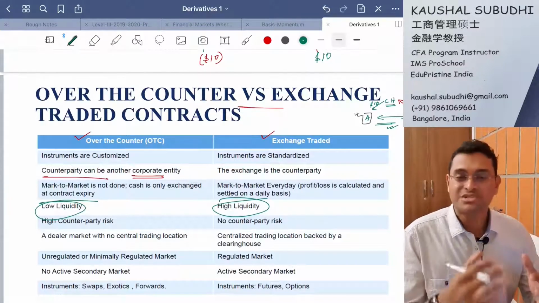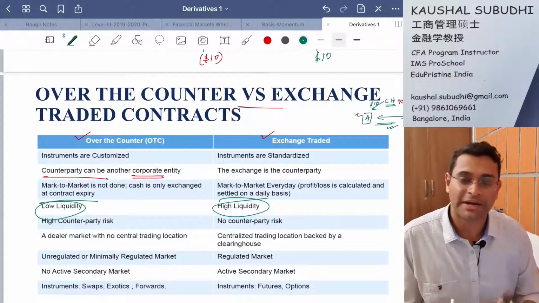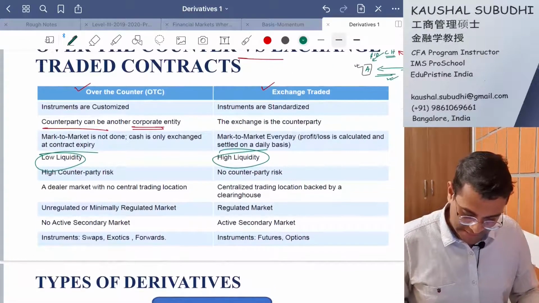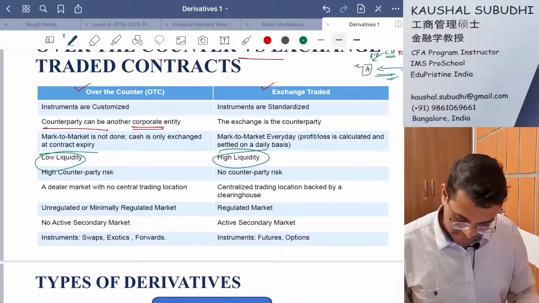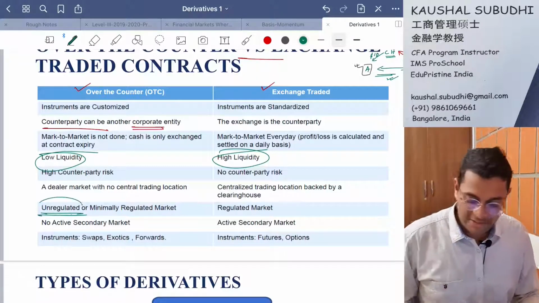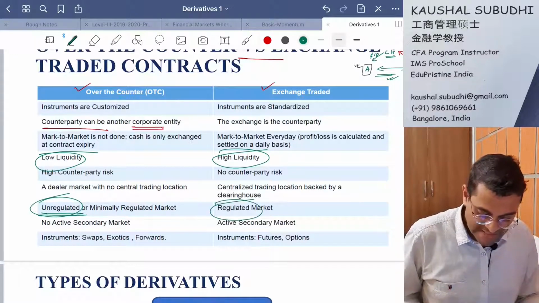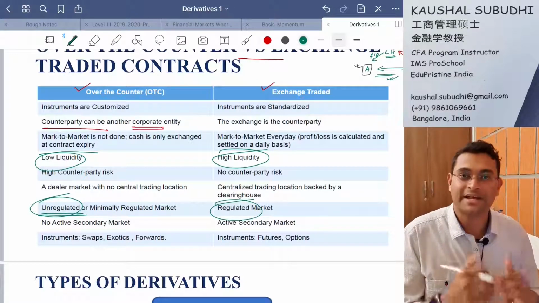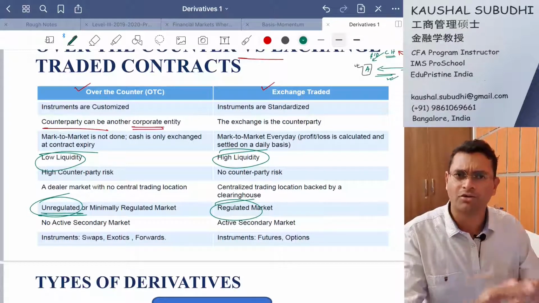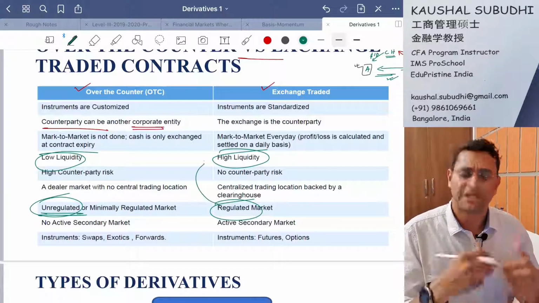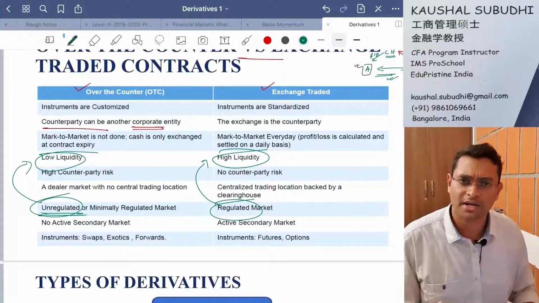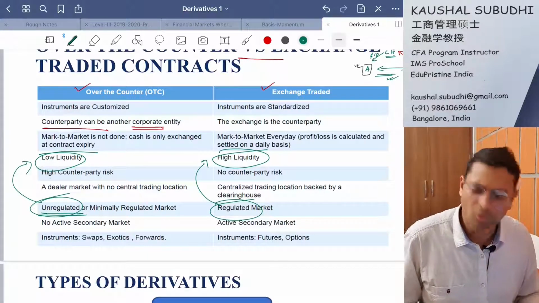Why? Because it is not very easy for everyone to come and trade in the OTC markets. It is not regulated. Again, the most important thing here is that the OTC markets are not regulated, whereas the exchange traded markets are regulated. So when markets are regulated, you get a smooth flow of the capital flowing in and out of the markets, as a result of which liquidity gets directly linked with it, and you get higher liquidity in exchange traded markets and lower liquidity in the OTC markets.